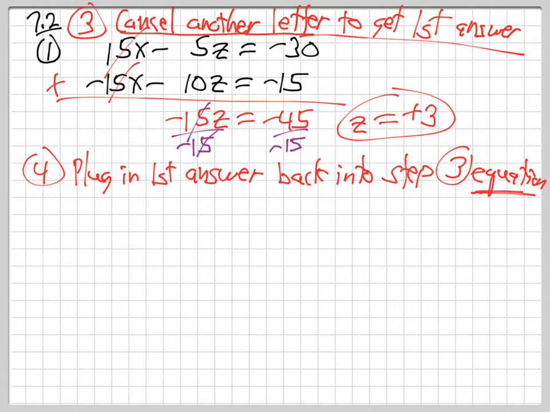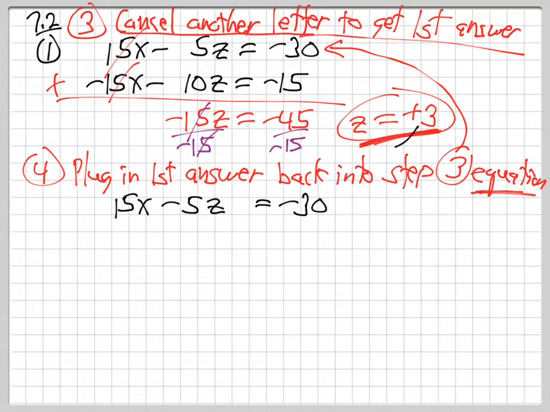I want to just go back, say, to this equation, or the second one, it doesn't matter, where there's just x and z, plug in z, and I'll be able to find x. So I'll take that equation, 15x minus 5z is minus 30, and I'm going to plug in z right there. Z is 3. Right there. So now I can solve that equation for x.